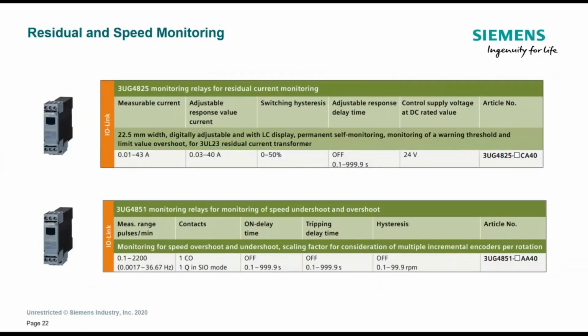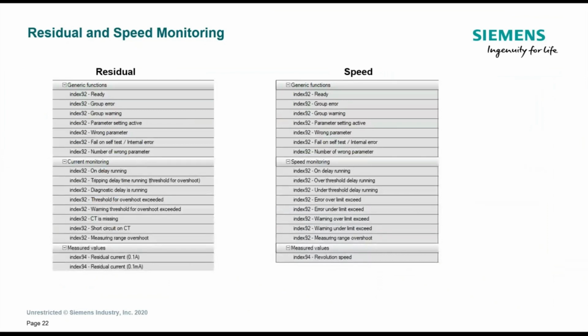We also have the residual and speed monitoring relays as well. And again, from information coming in through IO-Link, you can get quite a few digital diagnostic values, as well as the residual current in 0.1 amp or 0.1 milliamp ratings. And the speed or RPM will also give you good diagnostics, with the speed coming back in already scaled into the system.